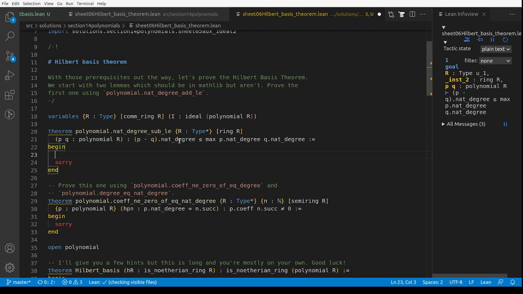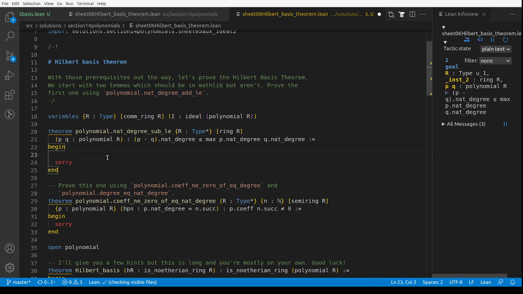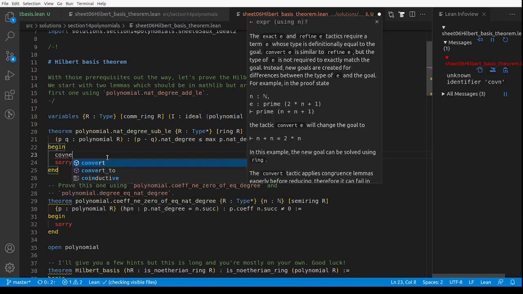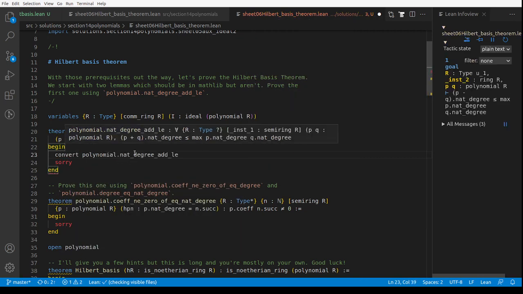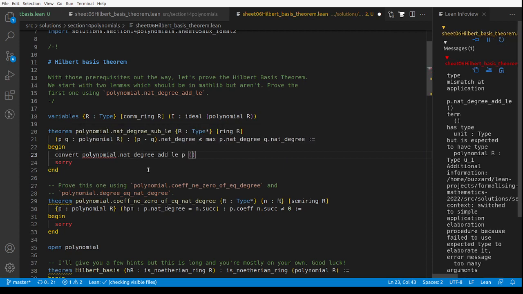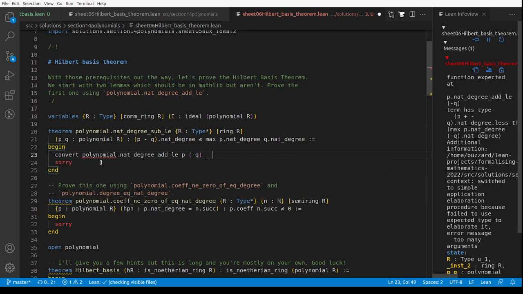We want, if P and Q are polynomials, the degree of P minus Q to be at most the max of the degree of P and the degree of Q. And we have the corresponding result for adding polynomials. And so I'm just going to add the negation, as it were. So let's convert. This wants a P and a Q, so I'm going to give them P and negative Q. And then it wants two proofs. No, it doesn't.